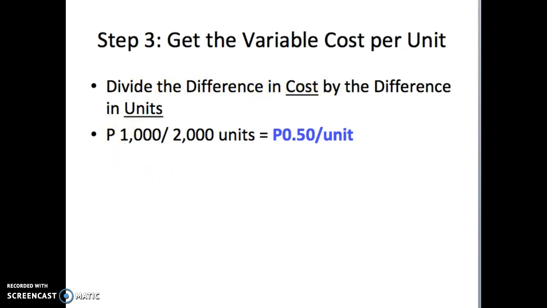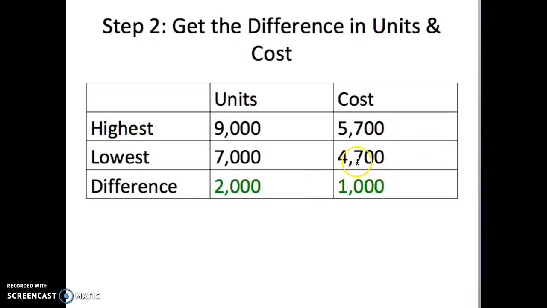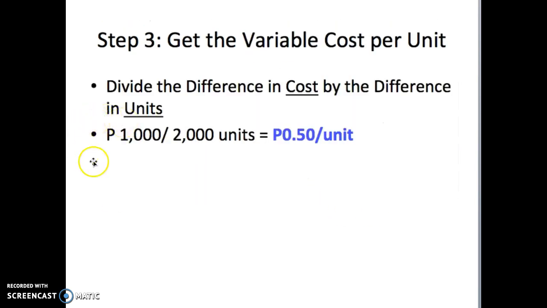If you look at the previous slide, the cost difference of 1,000 will be our numerator, and the difference in the number of units, 2,000, will be our denominator. When we divide these two numbers, we get the cost per unit. In this case, it's 0.50 pesos per unit. This means that for every unit the company produces, the company would incur a cost of 0.50 pesos.